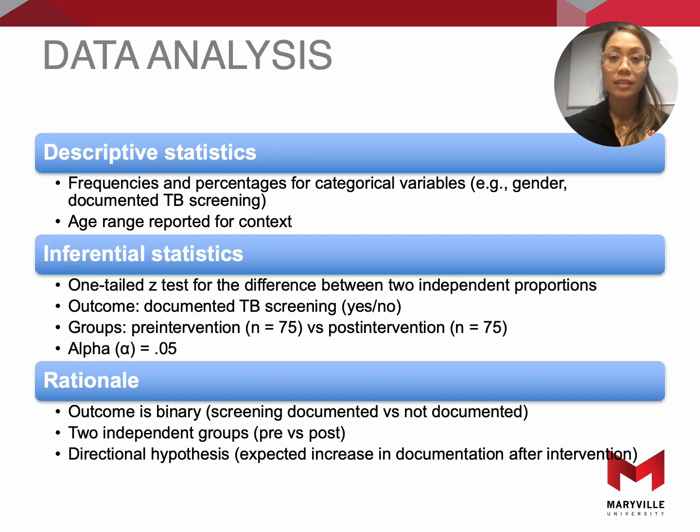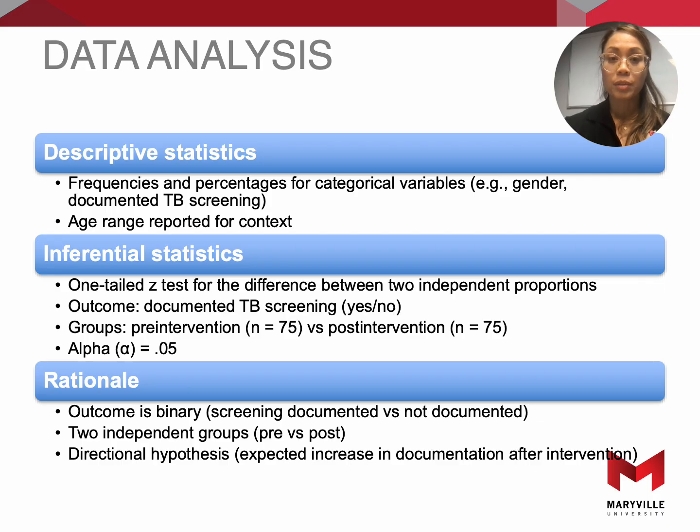For data analysis, I first used descriptive statistics to summarize the sample frequencies and percentages for categorical variables such as gender and documented TB screening, and the overall age range for context. For the primary outcome, I selected a one-tailed z-test for the difference between two independent proportions. The main question was whether the proportions of charts with documented TB screening increased after the intervention.